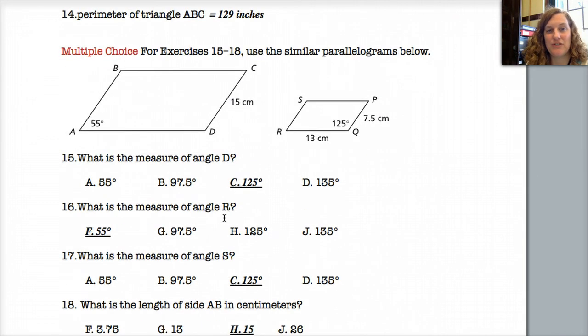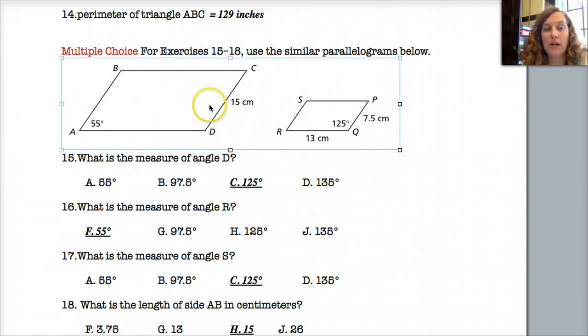Okay, the last few questions are multiple choice. And same thing, instead of having similar triangles, you now have similar parallelograms. What is the measure of angle D? Well, one thing you need to know about parallelograms, if we haven't talked about it yet, is that opposite angles in parallelograms are congruent, meaning the same. So if A is 55 degrees, then C is 55 degrees.